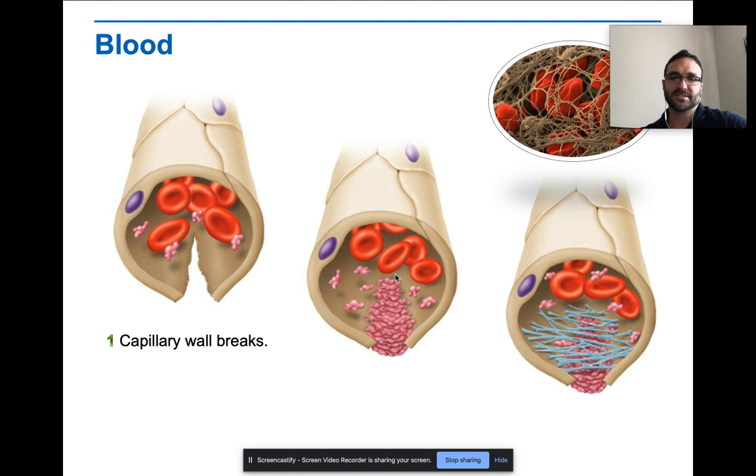And this is just an example of what's happening in your body, having a little bit of homeostasis to fix it. So we have capillary walls break for whatever reason. We have platelets come in, and then we are going to have that clot form.